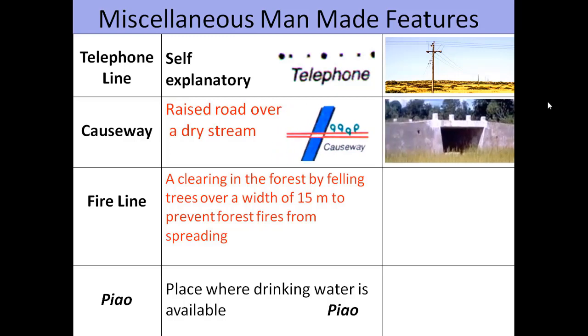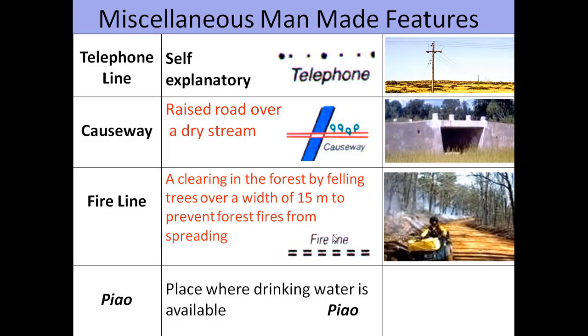Next example of a man-made feature: causeway. Causeways are raised roads over a dry stream. It is literally written like this on a topographical map, and you can see a metal road over a dry stream, or you can say perennial stream. This is a picture of a causeway over a dry stream.